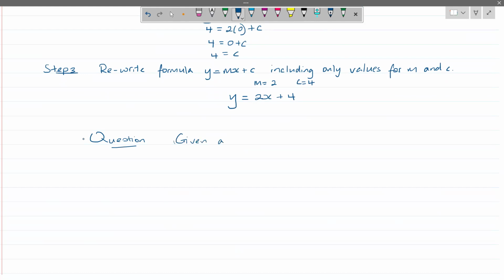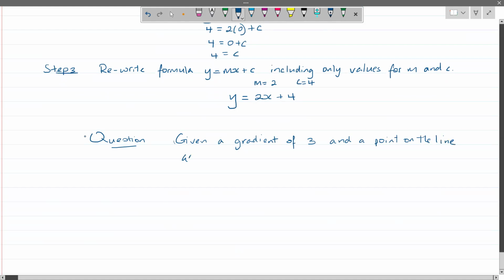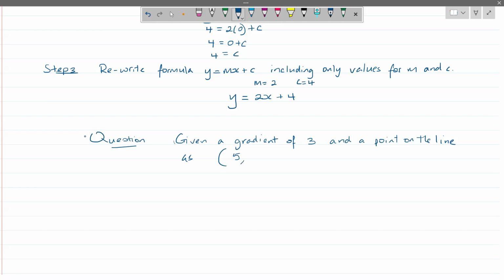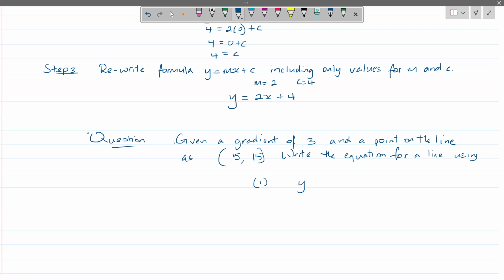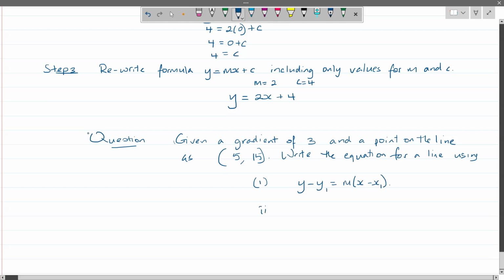Given a gradient of 3 and a point on the line as 5 and 15, I want you to write the equation for a line using 1, y minus y1 is equal to m into x minus x1, and 2, using y is equal to mx plus c. Right? So try that for me.